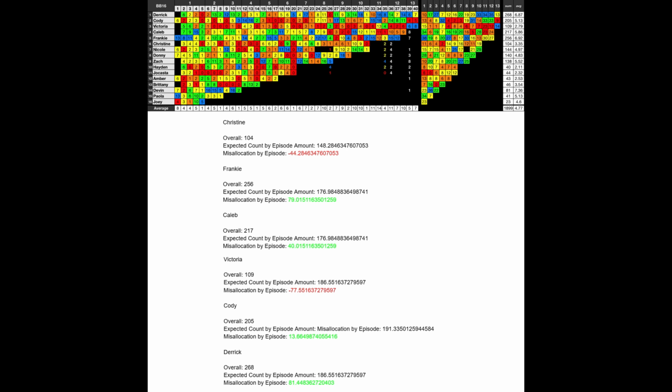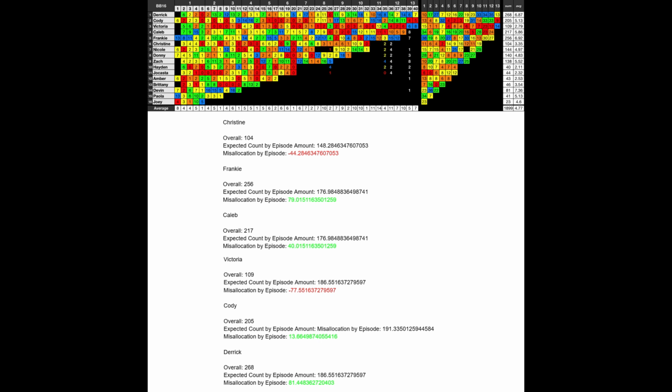Victoria has 109 diary rooms, and her expected count by episode amount is 186.55, costing for a negative 77 misallocation amount, and honestly this might be the largest misallocation amount ever, or it's very up there, so this is really, really bad, even though she was irrelevant to the game. Though you could say that she was nominated several times, so she should have gotten more.